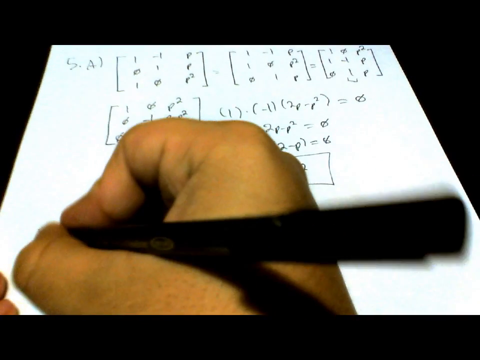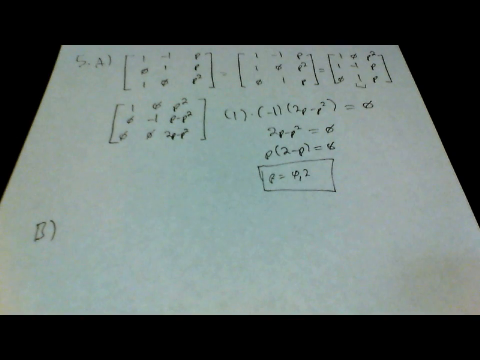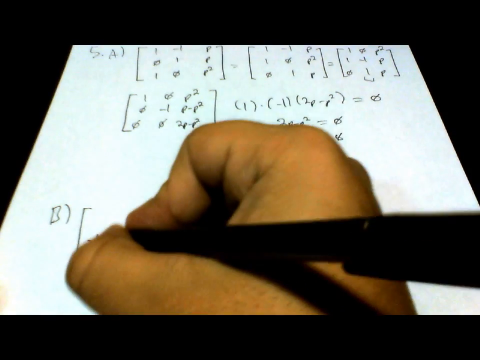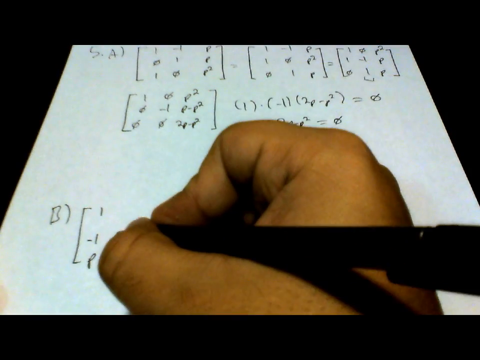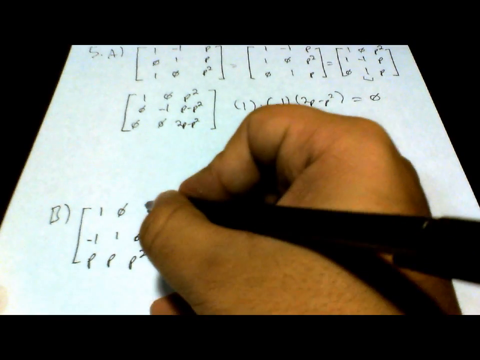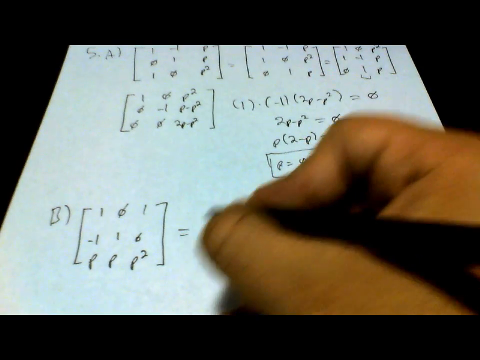Next, B. Now B asks us to do the same for the transpose. So first, let's write down the transpose. There it is. And that's the same thing, we want to row reduce it. So let's just get to it.